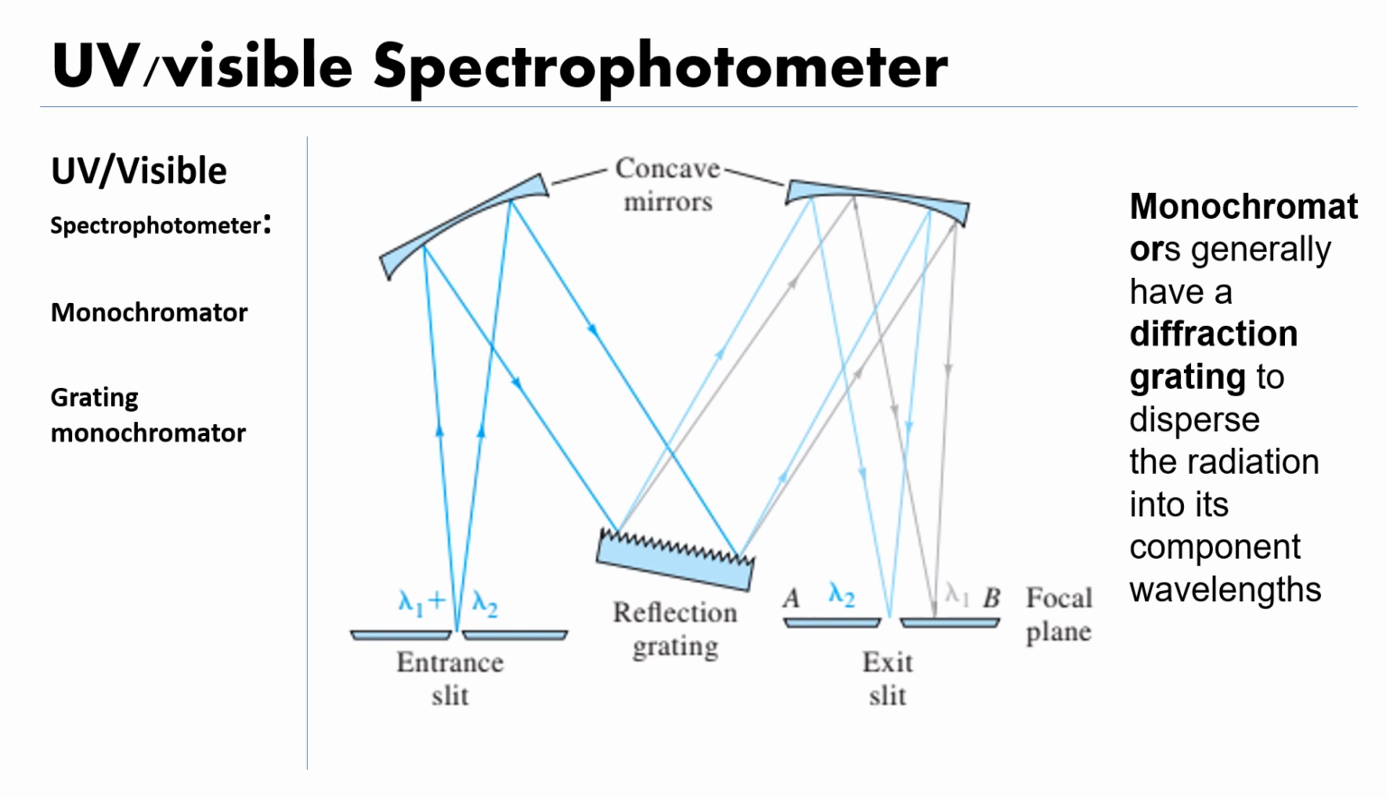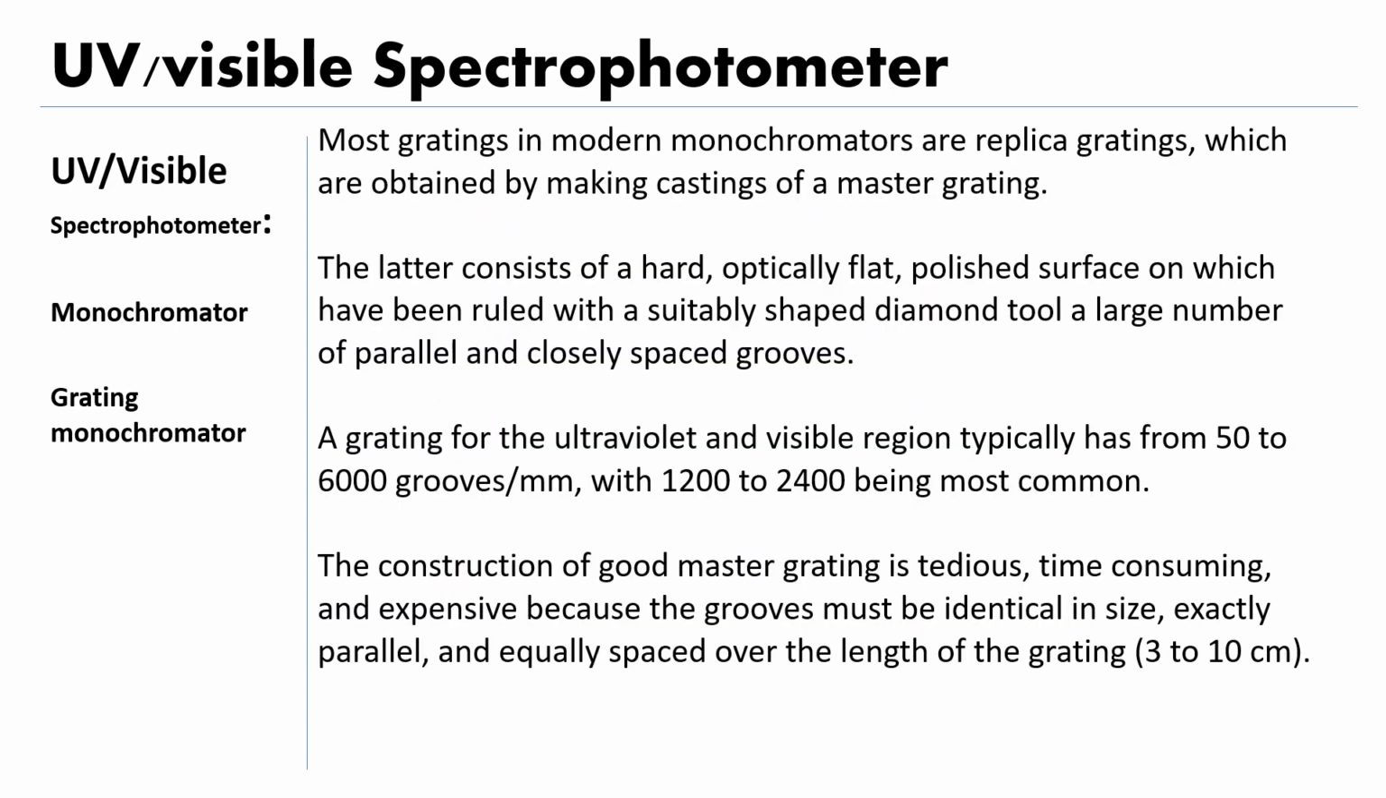Monochromators generally have diffraction gratings. So what is a grating? A grating is a glass slit on which there are ridges and furrows engraved at the same distance, and these diffraction gratings disperse the radiation into its component wavelengths. Most gratings in modern monochromators are replica gratings, obtained by making castings of a master grating. So how are these gratings produced?